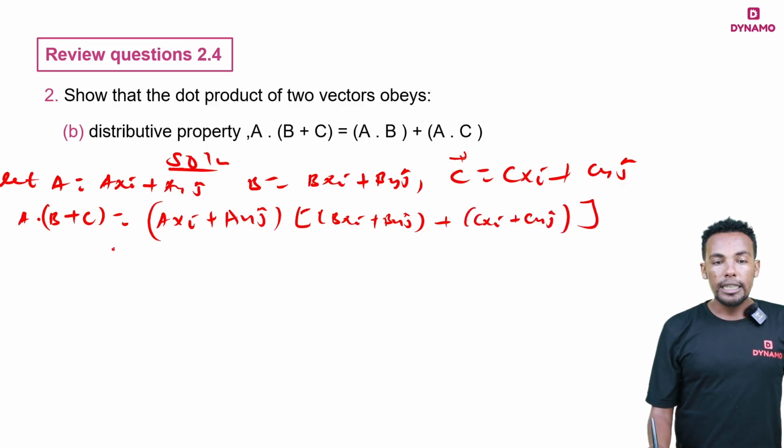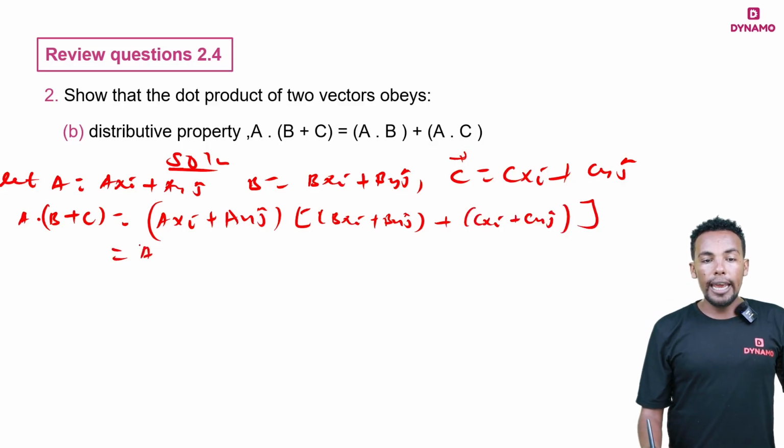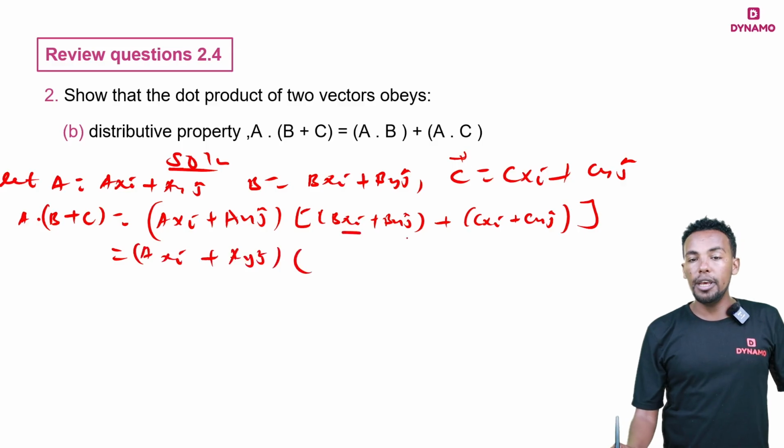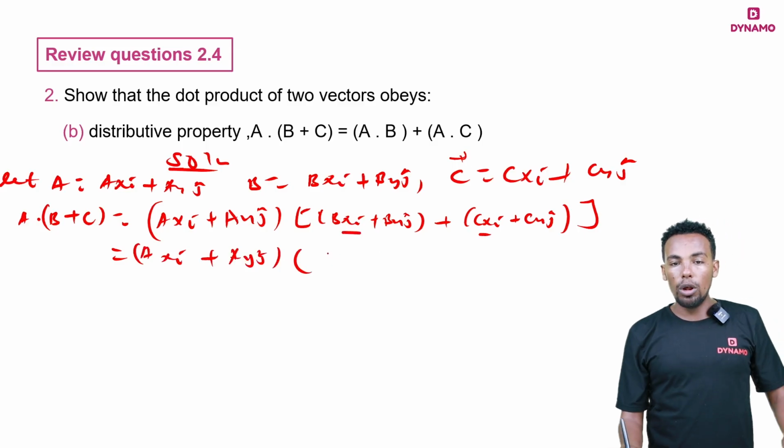Kanaa booda maal ta'a kun? This is equals to AXI plus AYJ. Erga goonee booda kana walitti hidhaan BX fi CX waliin. Maal ta'a kun amma gaafa walitti hidhamu?